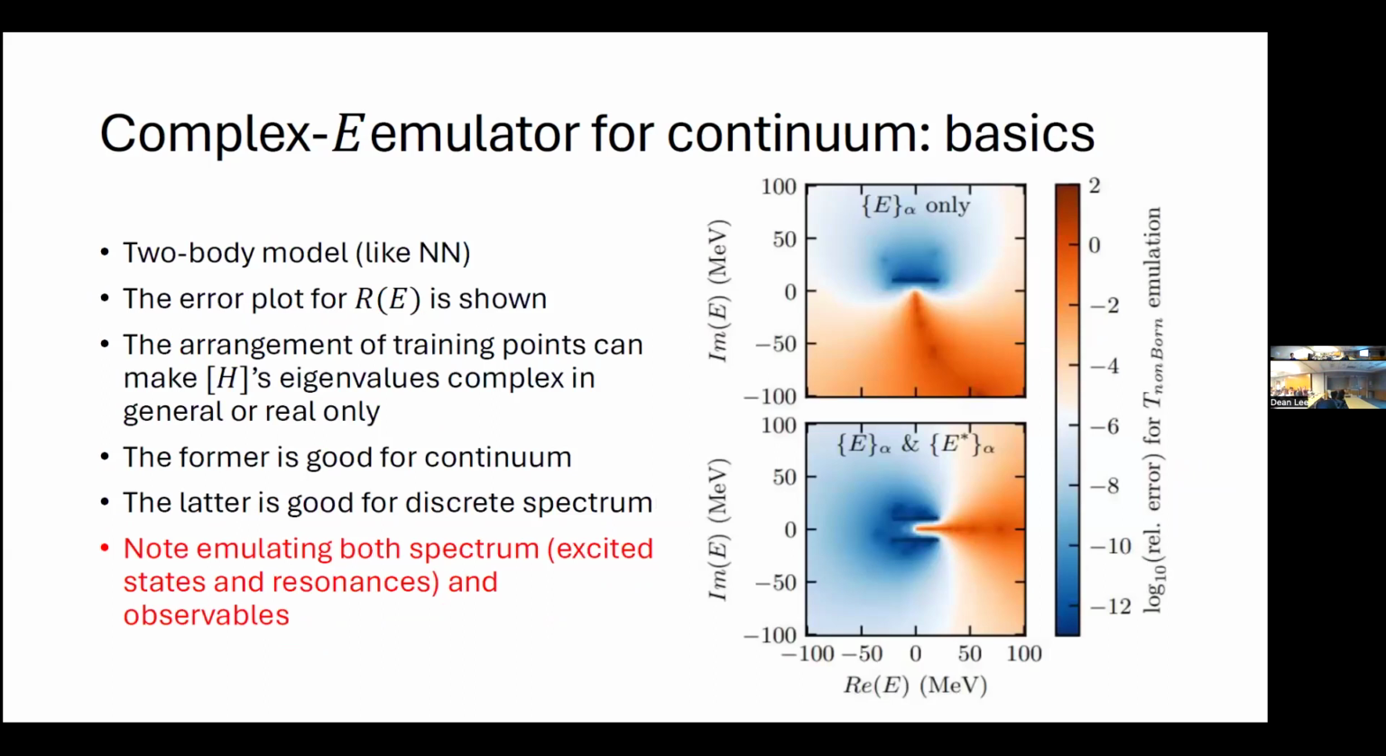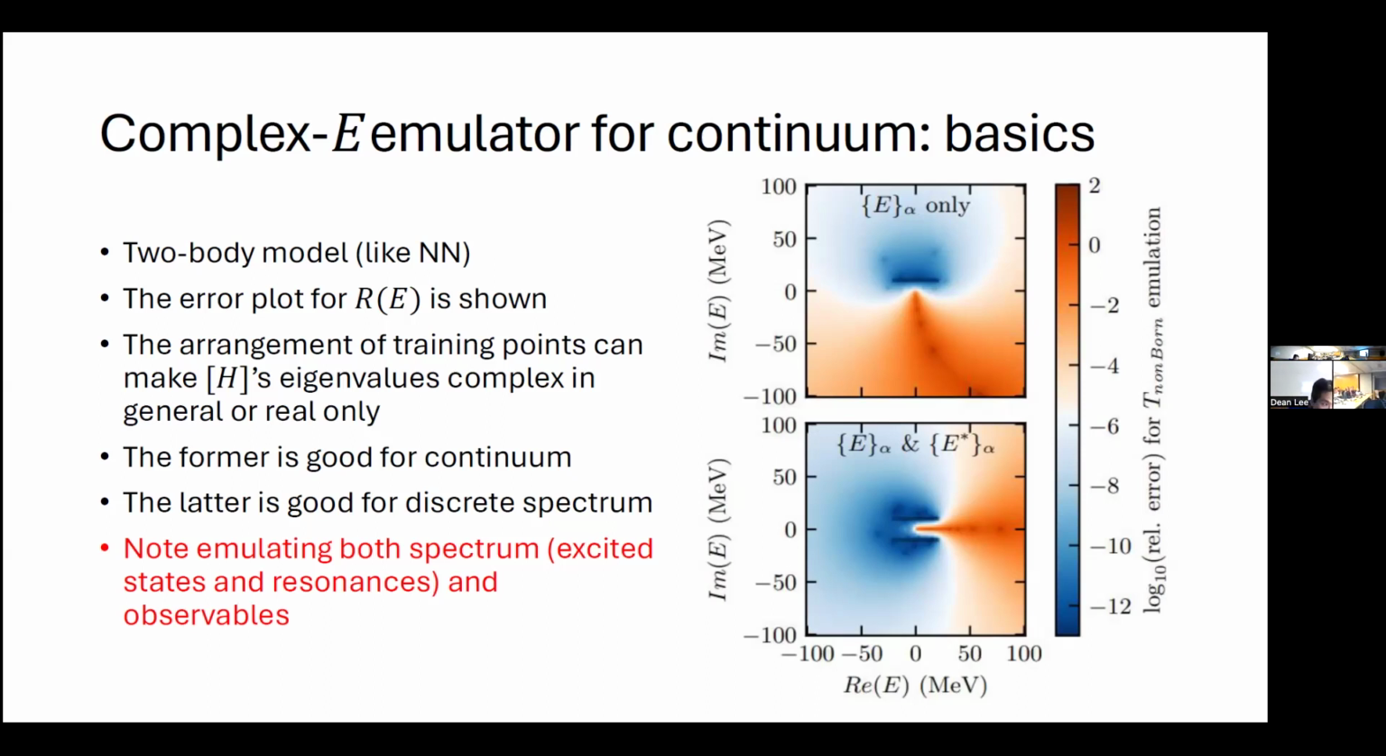So I want to emphasize here, I'm talking about emulation of the spectrum, actually the full spectrum, and also observables at the same time. It's not a particular state. Okay. I will try to explain that in detail later. So this is a toy model, and what is shown is the error plot for some T-scattering matrix in the complex energy plane. Okay, so you fix the scattering energy, but if you look at a resolvent operator, you have this one over E minus H. You let E vary in the complex plane.